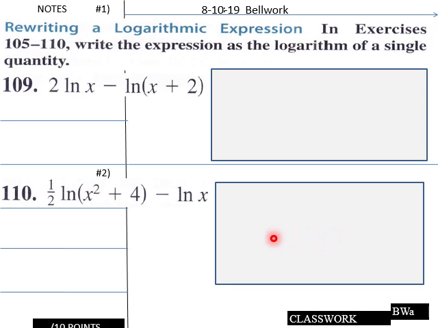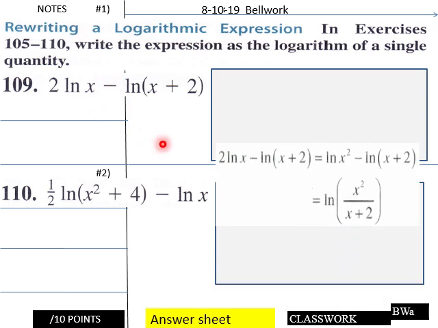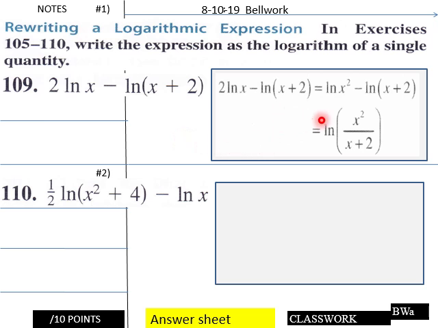Okay, welcome back everybody for your solutions for today's bell work. 2 natural log x minus natural log of x plus 2. How do we write this expression as the logarithm of a single quantity? The key is this subtraction sign. So what does that mean in logarithmic quantities? It means we have a quotient here. The natural log of x squared minus natural log of x plus 2. That would be this as a single, simplified quantity.